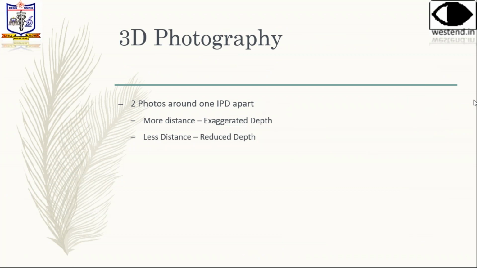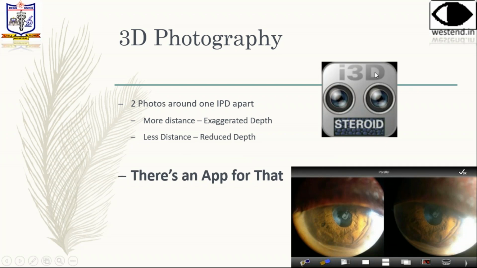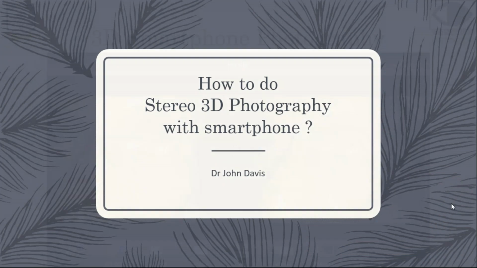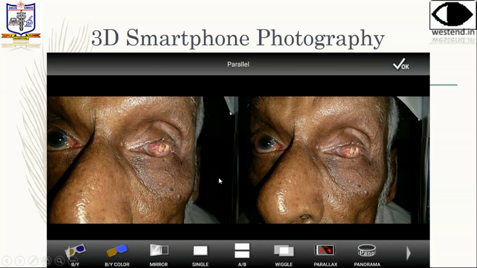So 3D photography, essentially it is two photographs taken one interpupillary distance apart. If you put more distance, the depth is exaggerated. If you put less distance, it is reduced. So there's an app for that. Everything has an app. So there is 3D Steroid, or for iPhone it is i3D Steroid. You can take two photographs side by side using the same principles as the slit lamp photography. Take one through the left eyepiece, one through the right eyepiece. The software can combine these two photographs into a combined image.